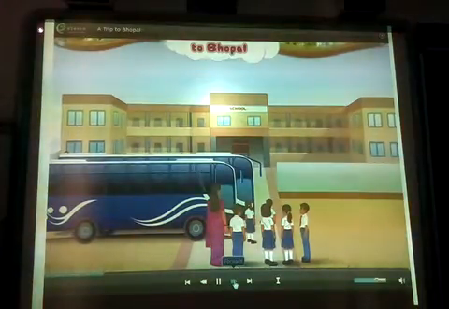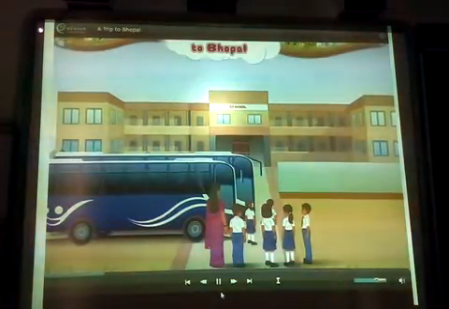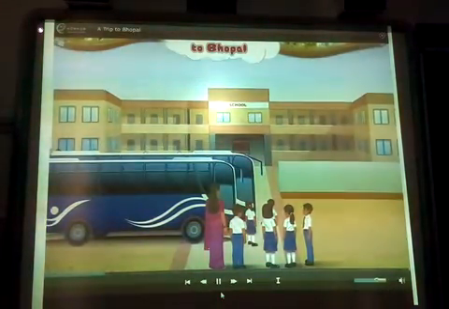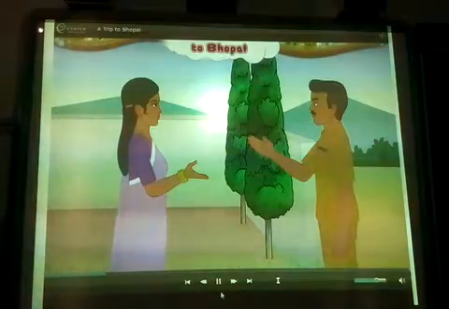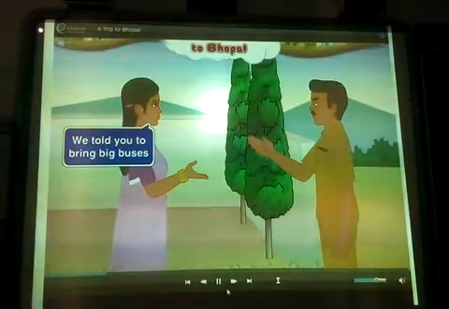But wait! What is this? These buses are so small. Now there is an argument. The teacher said to the driver, "We told you to bring big buses."